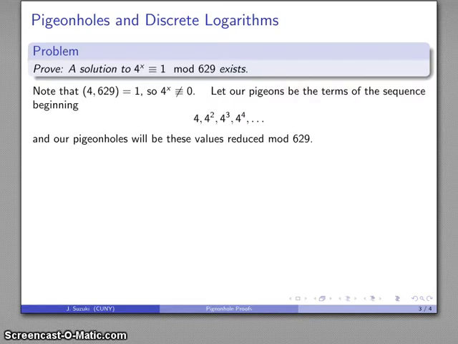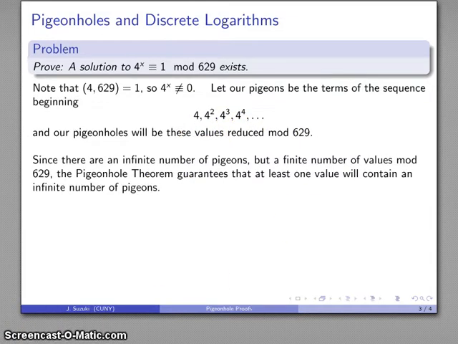Alright, so let's find our pigeons first of all. The hardest part of a pigeonhole proof is identifying what the pigeons are and what the pigeonholes are going to be. So our pigeons are going to be, in this case, these powers of 4. And those are the pigeons. And where we're going to place them is going to be determined by these powers reduced mod 629. Now remember, there's an infinite number of pigeons, there's an infinite number of powers of 4, but there's only a finite number of things reduced mod 629. So that guarantees that at least one of those pigeonholes, one of those values, mod 629, will contain an infinite number of pigeons.